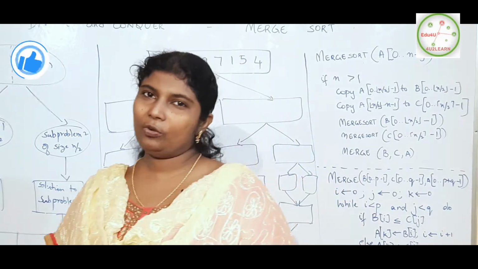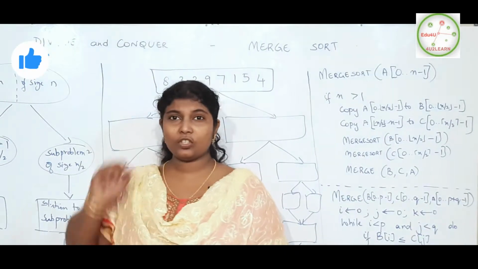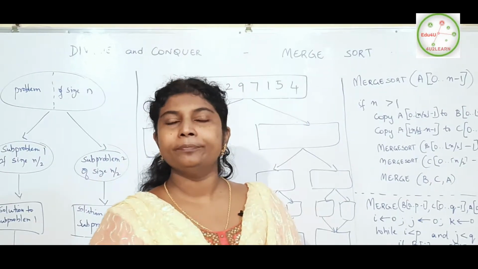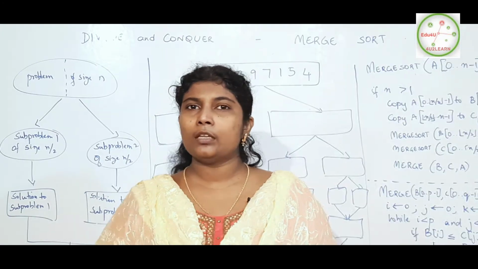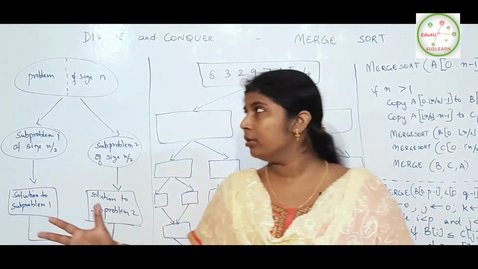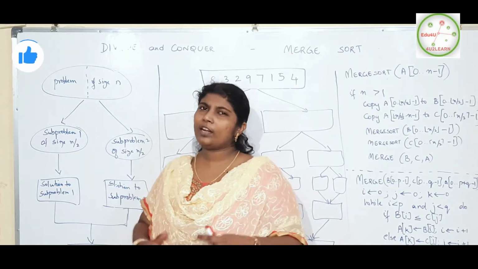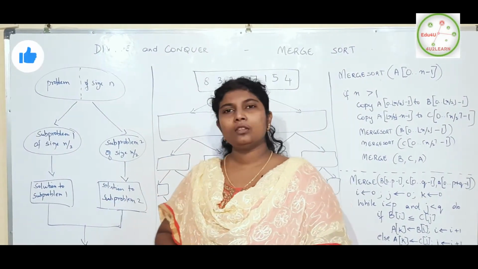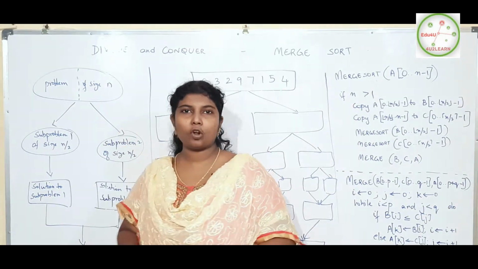Okay, let's get into merge sort. This merge sort comes under the technique called divide and conquer. Let me briefly tell you what divide and conquer is. We have a bigger problem. Since the problem size is very big, it is quite difficult for us to solve. So what we do is divide the biggest problem into smaller sub-problems.